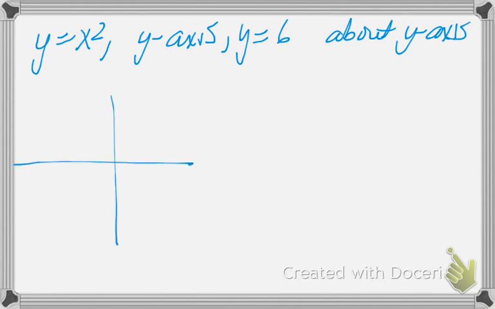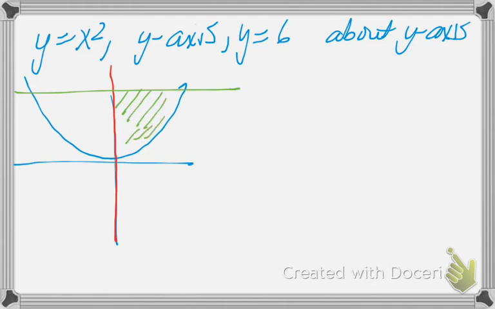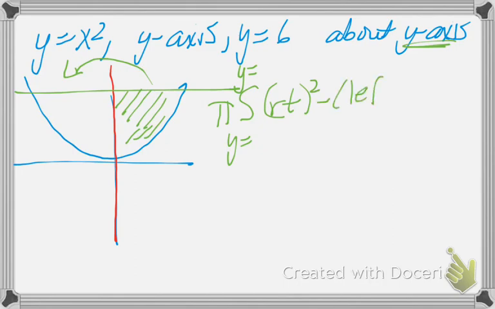Here's our picture. Okay, so we have x squared will look like that. We have the y-axis will look like that. We have y equals 6, which will look like this. And we were told it has to be in the first quadrant, which means we're looking at this piece here. So we're going around the y-axis. Here's the y-axis. So in general, we're going to have pi. We're going to have our y limits. We're going to be doing right squared minus left squared dy. Okay, that's our goal.